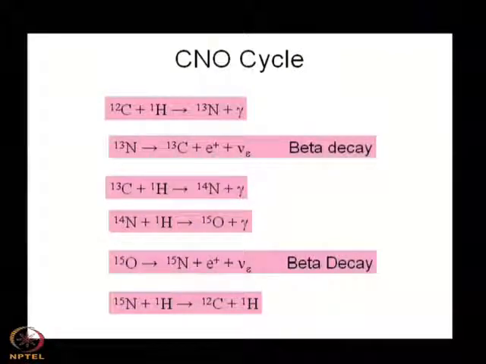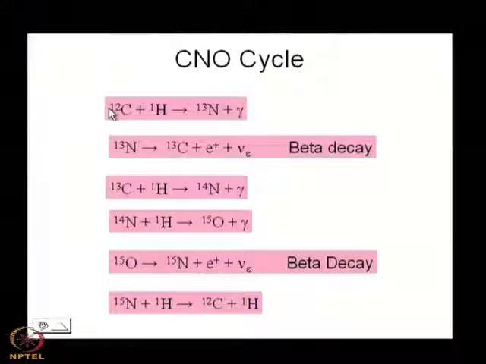I have told you that the sun has 2% heavy metals. So, that 2% includes carbon, nitrogen and oxygen. So, there is another reaction pathway where the proton can combine with these carbon, nitrogen and oxygen to produce helium. So, let us go through that also. So, in this CNO cycle, what happens?